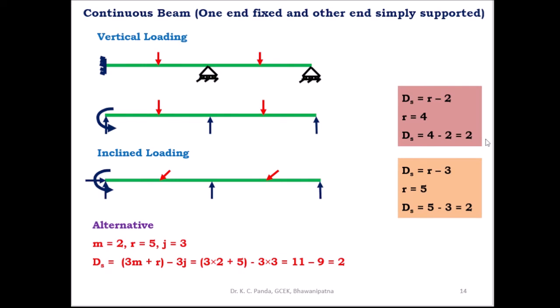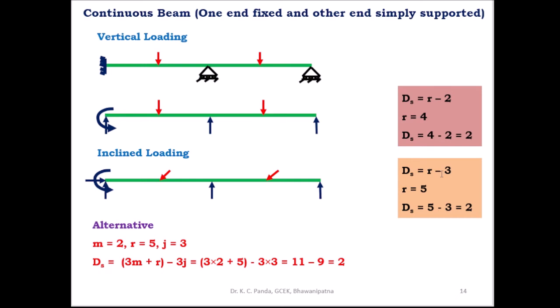Similarly, when the two span continuous beam is subjected to inclined loading, in this case at the fixed end there is horizontal reaction, vertical reaction and also moment, and at the intermediate roller support there is only vertical reaction, and at the other end roller support there is only vertical reaction. So here the total number of reaction components is equal to 5. In this case the degree of static indeterminacy can be found using this expression, ds is equal to r minus 3, and here r is equal to 5, so ds is equal to 5 minus 3, which is equal to 2. So the degree of static indeterminacy of this beam is equal to 2.